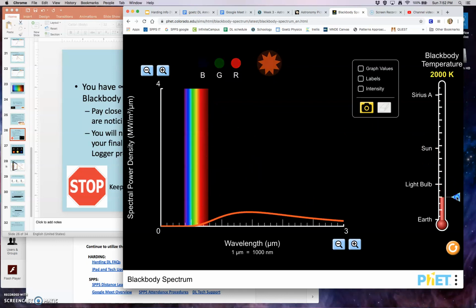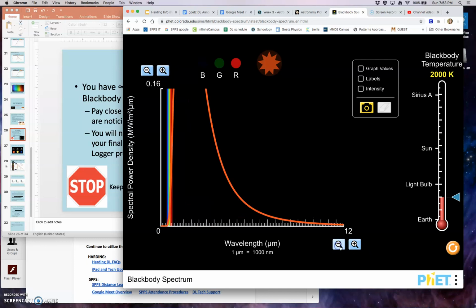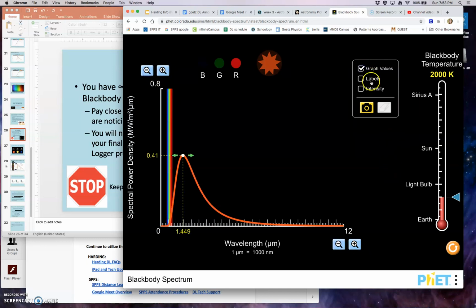As I change what it is again, you can zoom in, you can zoom out. And so that's really helpful. You can also put on graph values. That's really nice. And labels so you know which part of the spectrum you're looking at. And it has this little picture here that helps you visualize what is happening. So do your best.